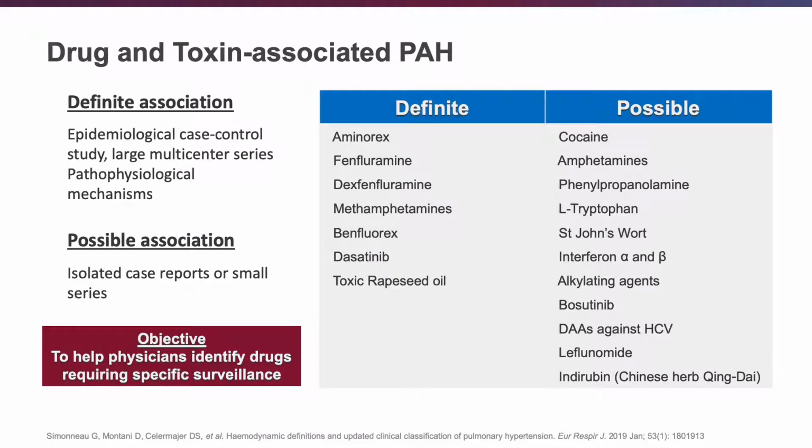We were able to drill down more on the drug and toxin patients. We now have clear, definite associations of PAH with our standard causes like aminorex and fenfluramine, but also methamphetamines have been included as a definite cause. And we have our possibles like cocaine and amphetamines, which should raise our suspicion, but are not clearly proven to be associated. This helps physicians to target patients that could be at higher risk and evaluate them at greater depth.